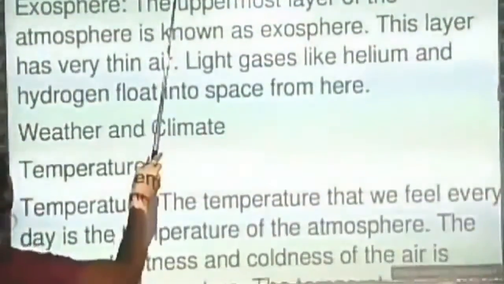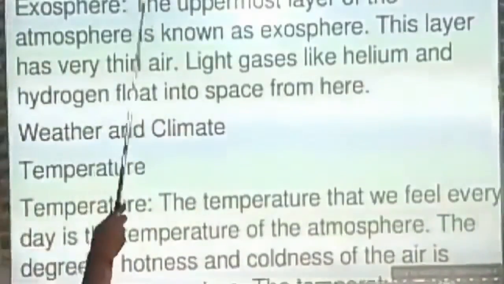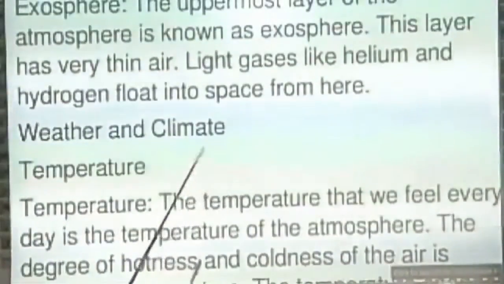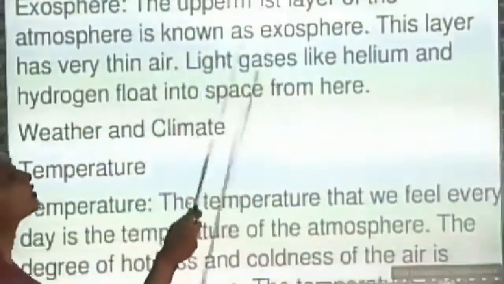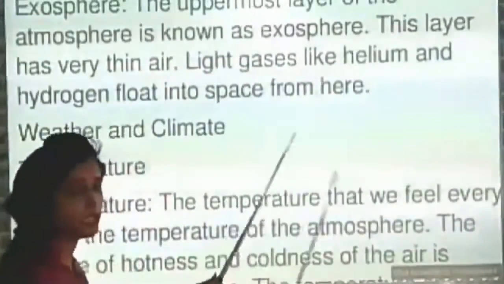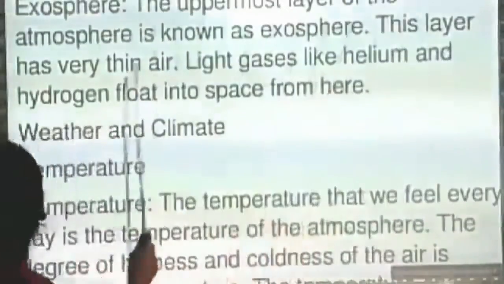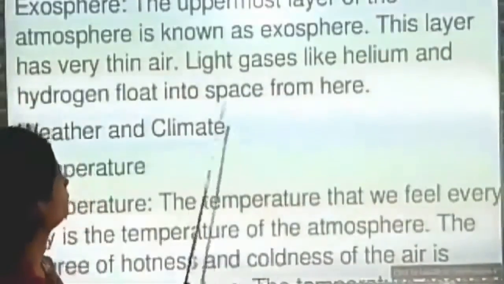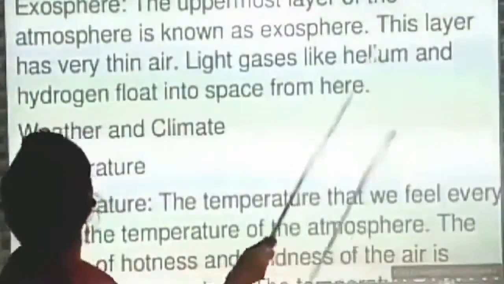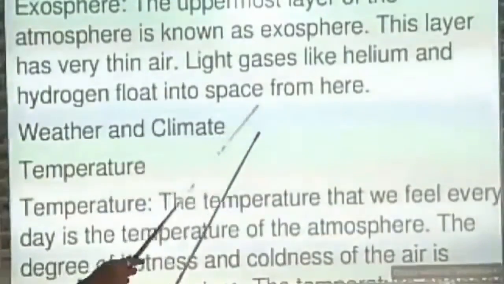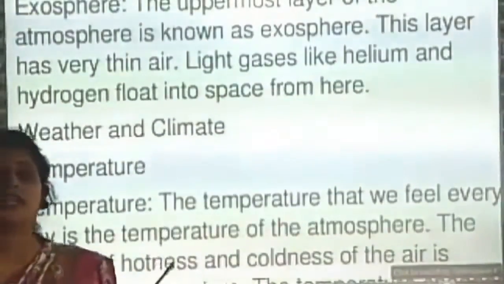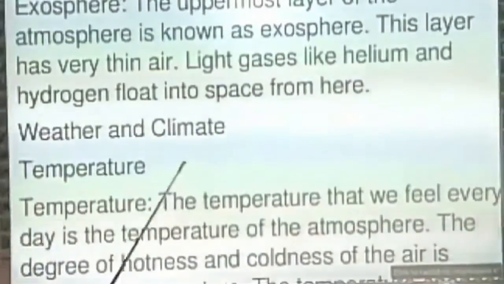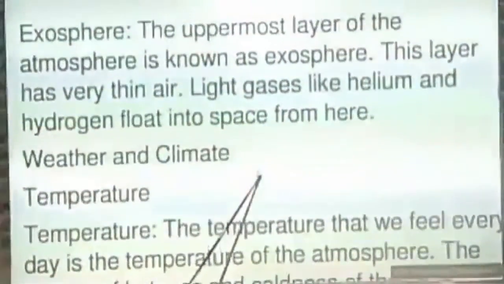Now we are coming to our last layer, the exosphere, the uppermost layer of the atmosphere. This is the last and uppermost layer of the atmosphere, known as the exosphere. This layer has very thin air. Light gases like helium and hydrogen float into space from here. So it is the last and thinnest layer of the atmosphere.